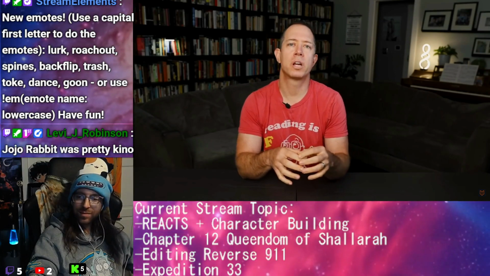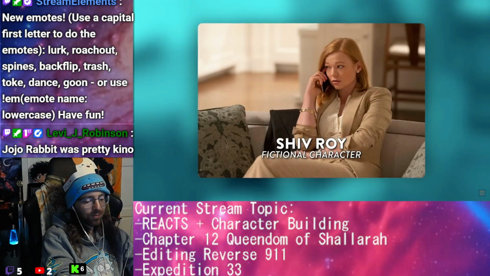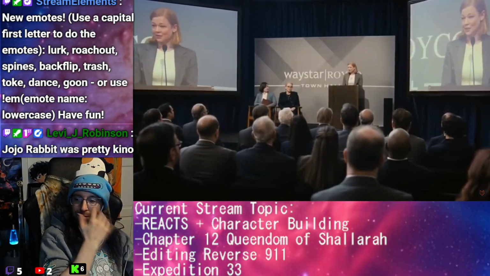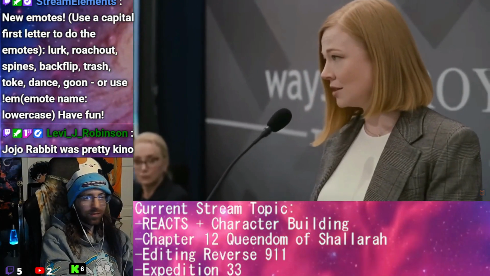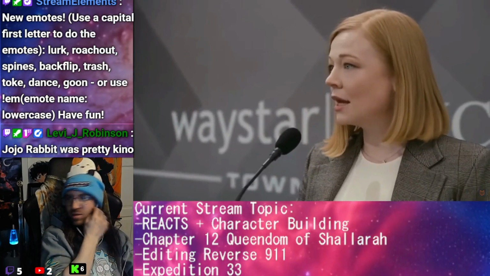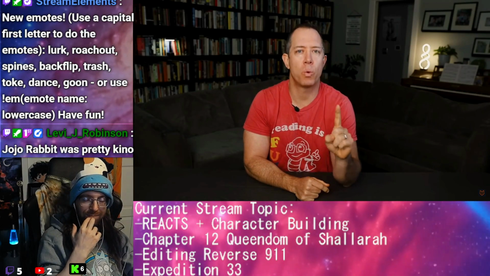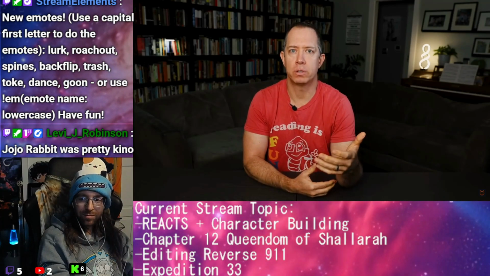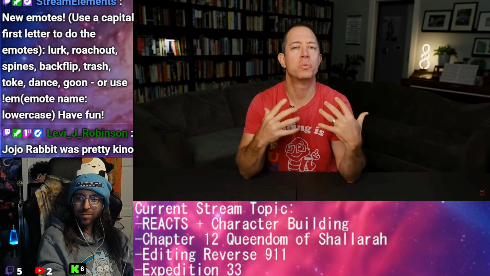Another choice is to have your character's core belief challenged by a deep desire. Look at Shiv Roy from the series Succession. Here is a woman who has such a core belief about her independence and capability to run this massive organization without anyone else's help. And yet she so desperately wants her father's validation and approval. That is an excellent contradiction between her core beliefs and what she really wants.